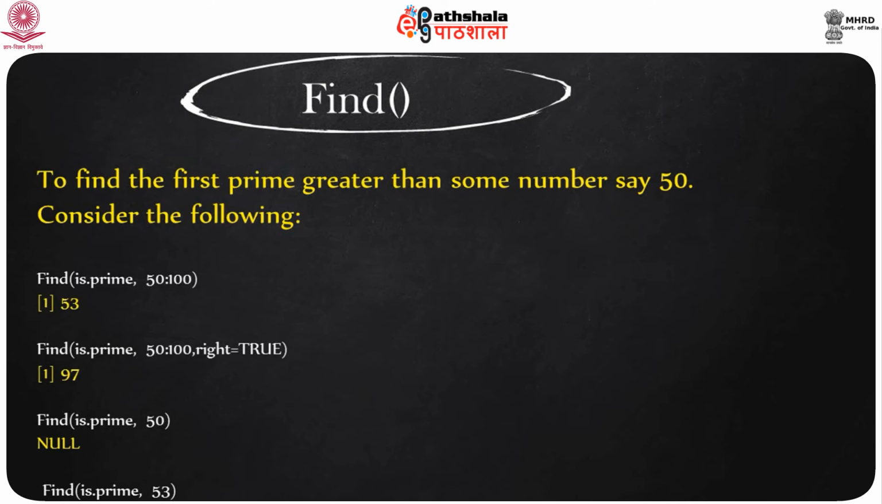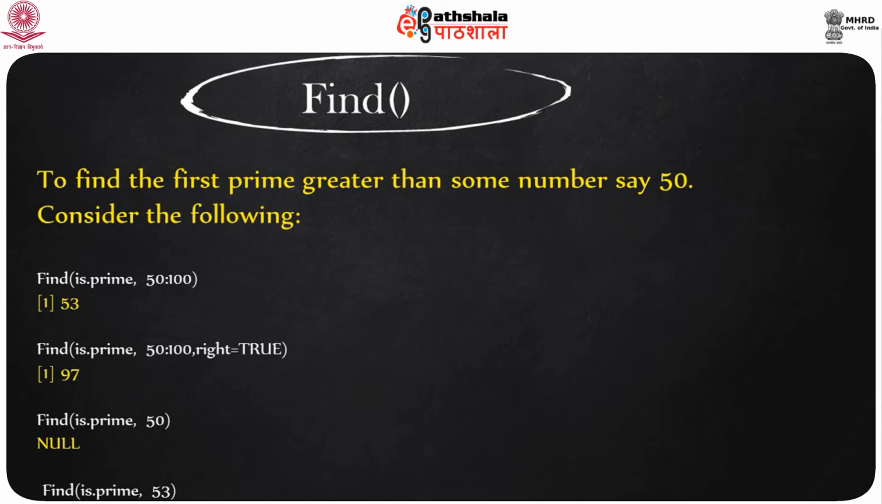Unlike the is.prime function, which will only tell us whether a particular number which we are interested in is prime or not, this function will start finding the prime number from 50 onwards, as the range given is 50 to 100. Now, whenever a prime number is obtained, the output will be shown and the function will stop working. Similarly, if you just put right equal to true here as an additional argument, then it will start finding the prime number from the right, and here is the output, which is 97.